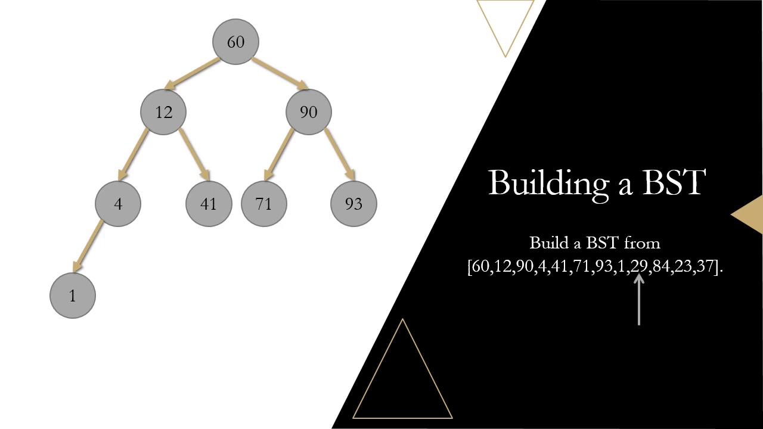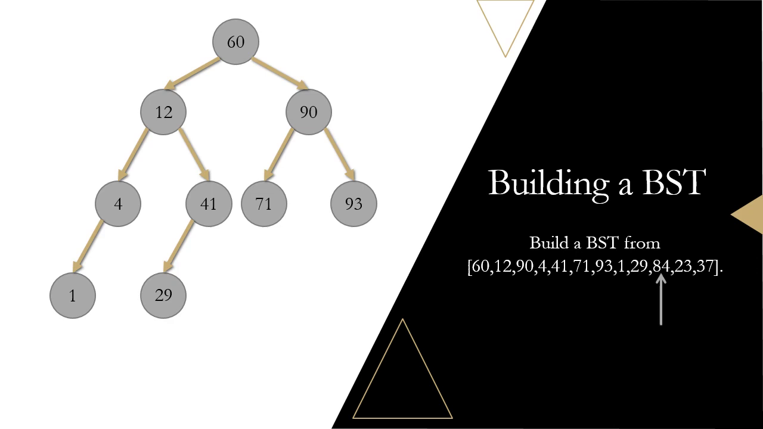The next number is 29. 29 is less than 60. So I move to the left. And I come to 12. 29 is greater than 12. I move to the right. I come to 41. 29 is less than 41. But there is no left of 41. So I make 29 the left child of 41.